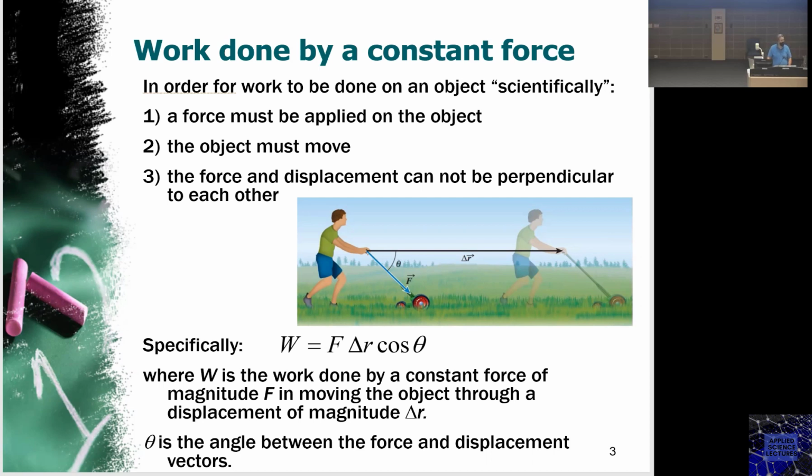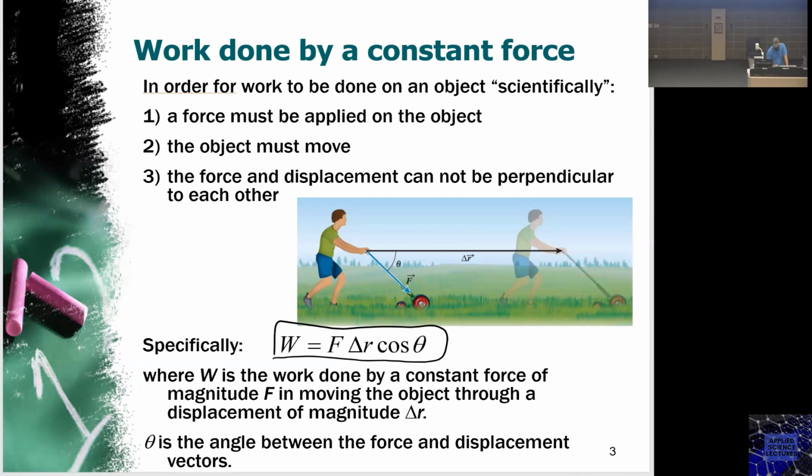So what is the expression for the work? The work is found by this expression: W equals the product of the magnitude of the force that is exerted on the object, and the magnitude of the displacement, times the cosine of the angle between the vector of the displacement and the vector of the force.